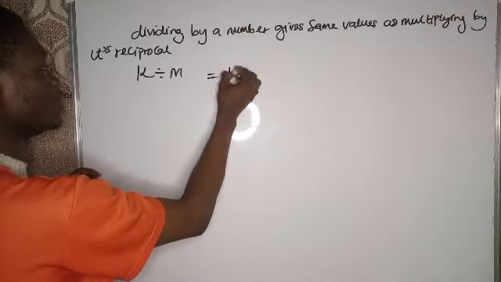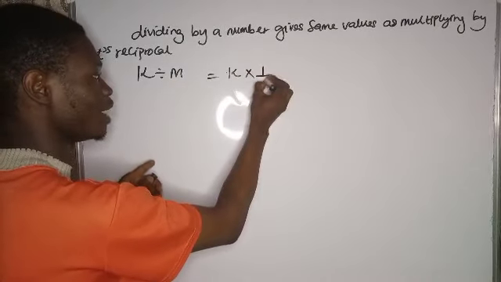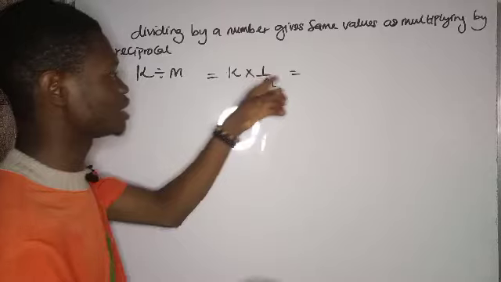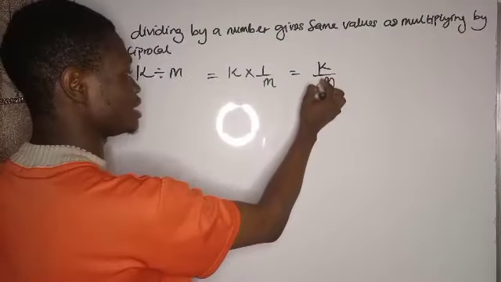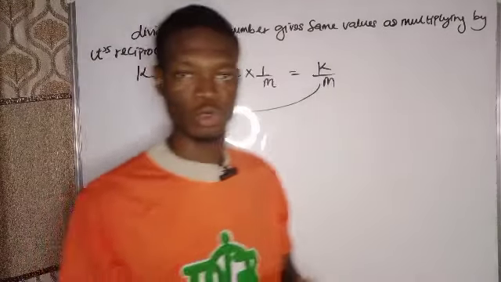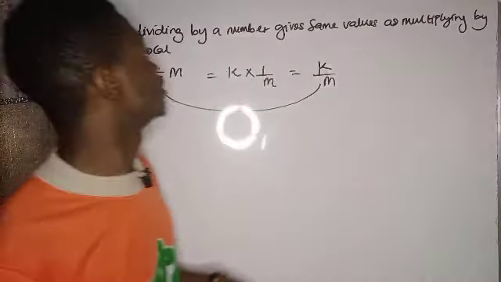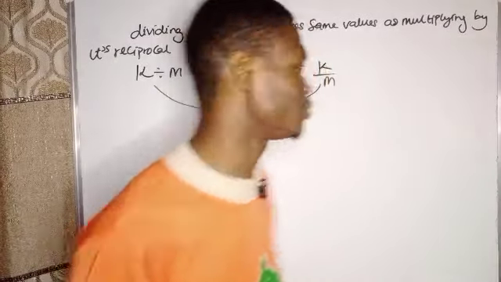So let's check whether multiplying by the reciprocal of this thing will give us the same value as k divided by m. So it will be k times reciprocal of m, which is 1 all over m. Which will give us k all over m. And this k all over m is still the same thing as k divided by m. You see it now. So dividing by a number gives us the same value as multiplying by its reciprocal.